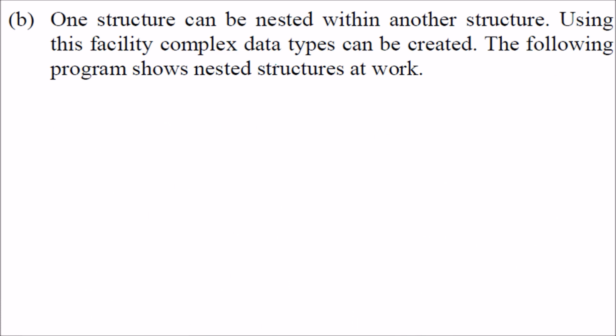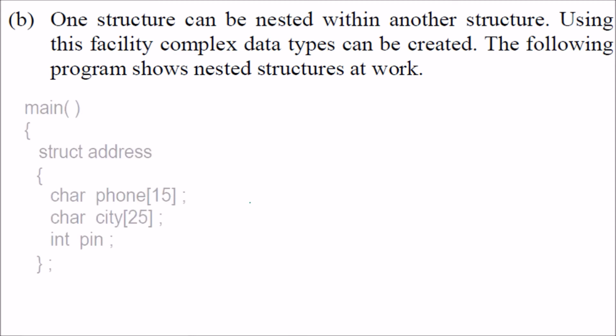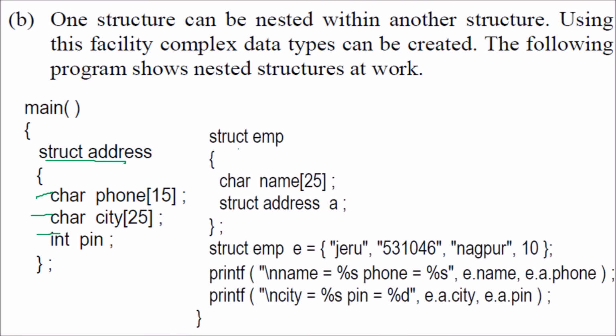And the nesting of structures is also possible, and we have to use multiple dot operators for that. For example, in this program we have a structure address with phone, city and pin. Now we have another structure in which we have a name, and inside this we have a structure variable which is actually this address structure. So if you are initializing this E, first the name will come, then phone, city, pin.